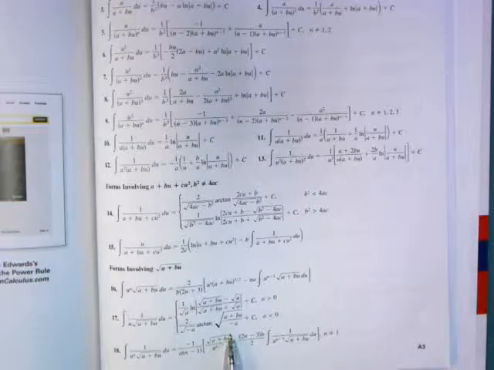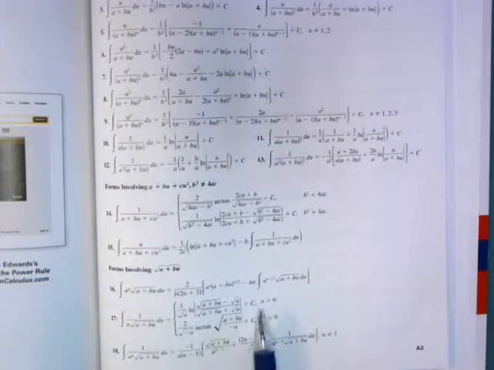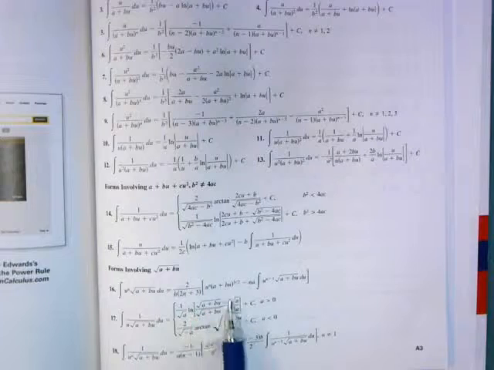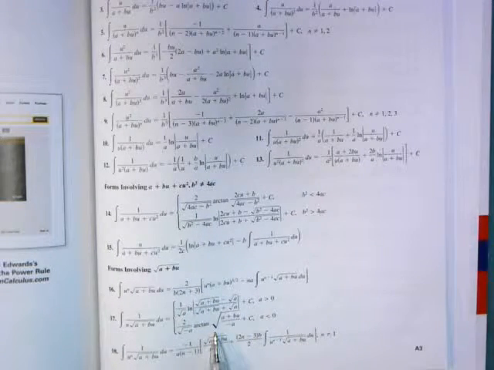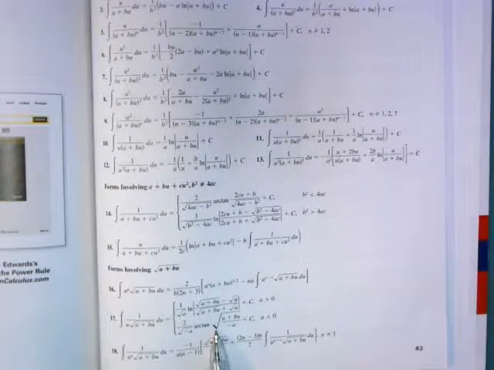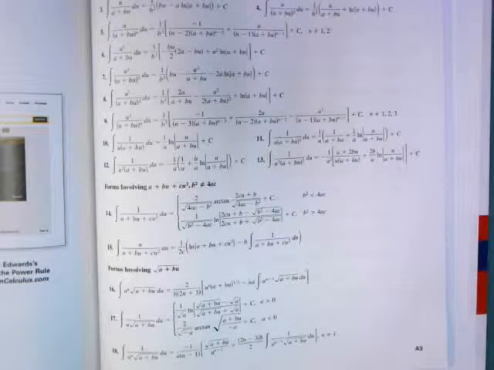17 is interesting. It's a weird one, isn't it? If A is positive, you get an ln thing. If A is negative, you get an arctan thing. That's interesting. So how is this going to be on the test?